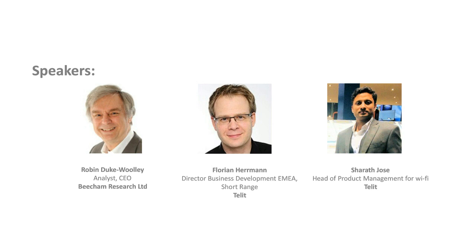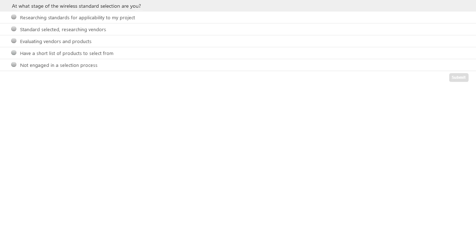Please remember that your replies are anonymous, so just click on one answer and then we'll see the results immediately afterwards. The poll question is: at what stage of wireless standard selection are you? Are you researching standards for applicability to your project? Have you selected a standard and are now researching vendors? Are you evaluating vendors and products? Do you have a short list of products to select from? Or fifth, are you not engaged in a selection process?